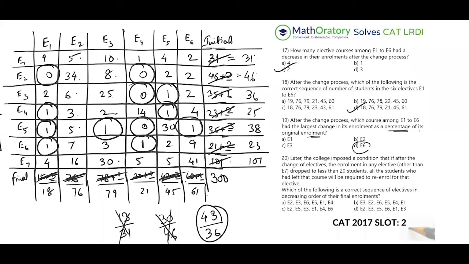And E6 is also in the option. So E6 says an increase from 23 to 61. Wow, that's almost triple, right? So definitely much more than this. So 61 out of 23. The increase bit is what? The increase bit is 38. 38 out of 23. Check this out.